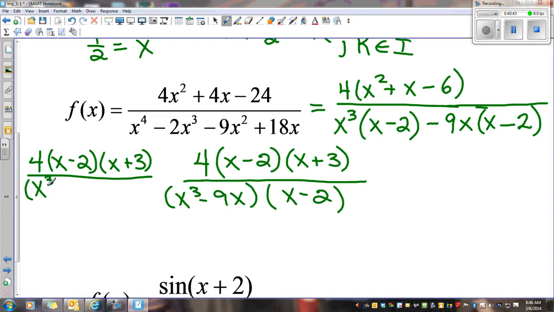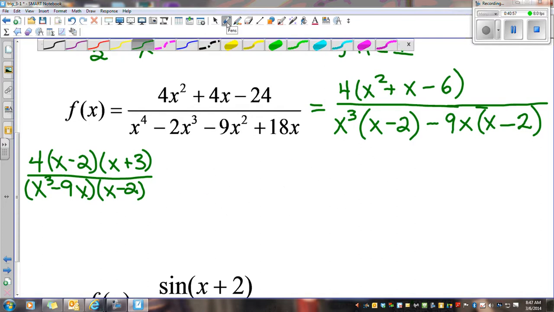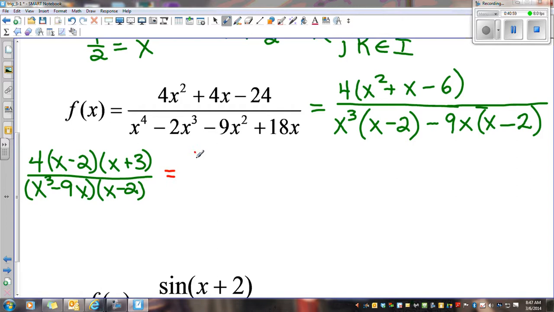Squared plus. I'm just rewriting it first because I need more room. All right, now, what can we do? Okay, 4 times x minus 2 times x plus 3. Can I do any more factoring? Yes, on the bottom.